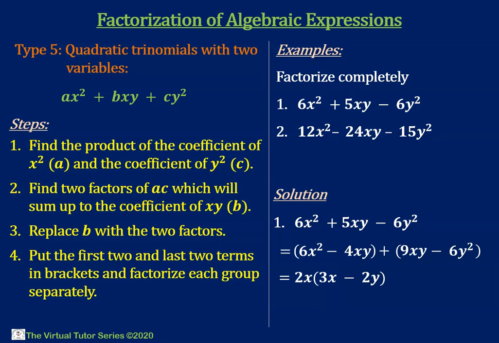The common factor of 9xy and negative 6y squared is 3y. 3y into 9xy is 3x, and 3y into negative 6y squared is negative 2y. So the second group factorizes into 3y into bracket 3x minus 2y bracket closed. At this point, we put the common factors in each group in bracket and set it against the common terms in the bracket. So we have bracket 2x plus 3y bracket closed as against bracket 3x minus 2y bracket closed.